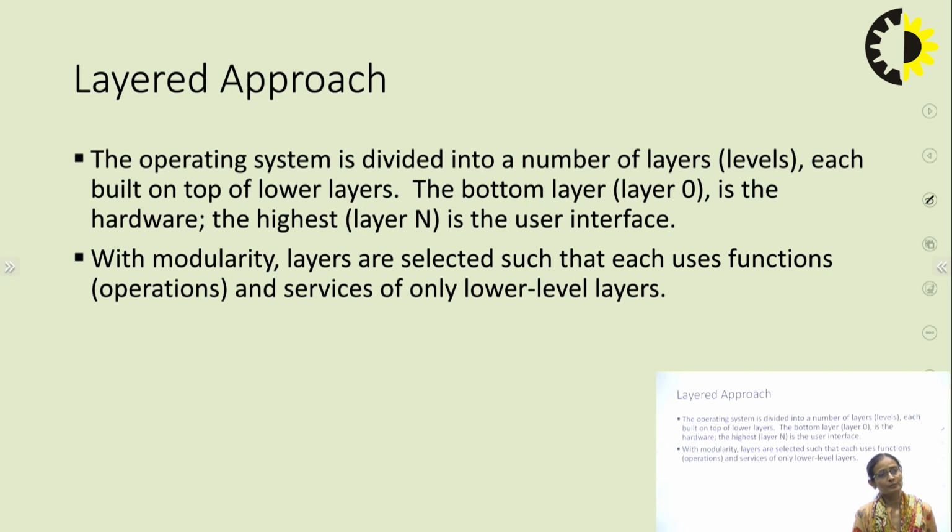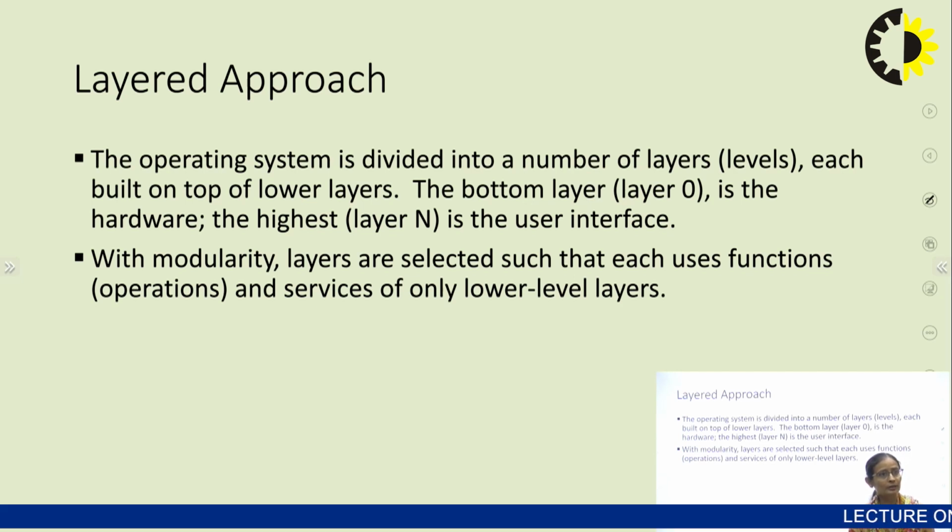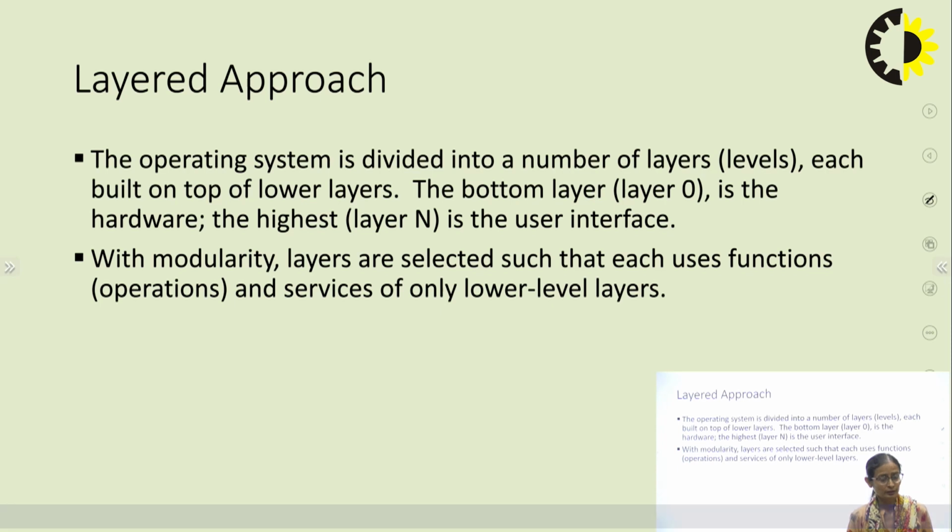Another important system structure is the layered approach. The OS in this case is divided into a number of layers, and these layers are very well defined. Each layer is built on top of the lower layers, and with the help of this, we have achieved the concept of abstraction and encapsulation. The bottom layer, that is layer 0, is the hardware, and the highest layer is always the user interface. With modularity, layers are selected such that each uses functions or operations and services of only the lower level layers.